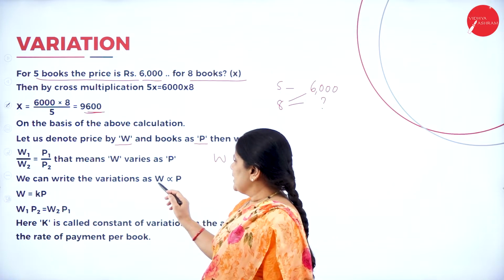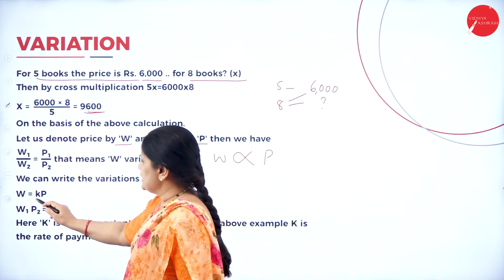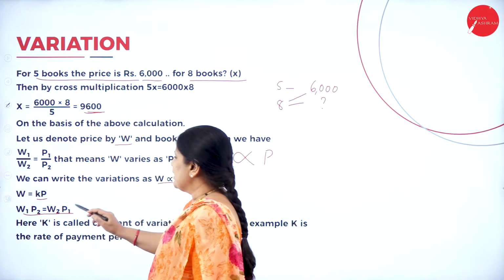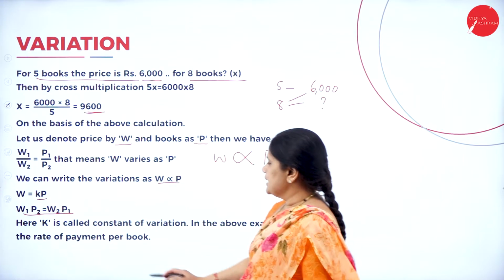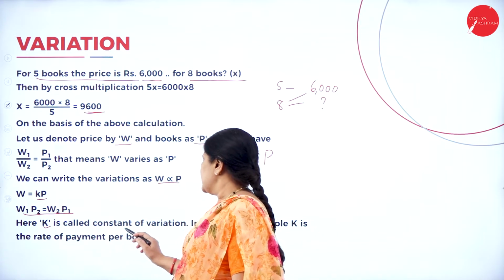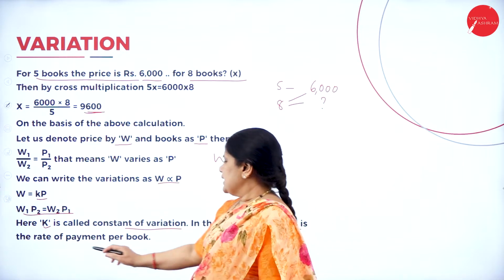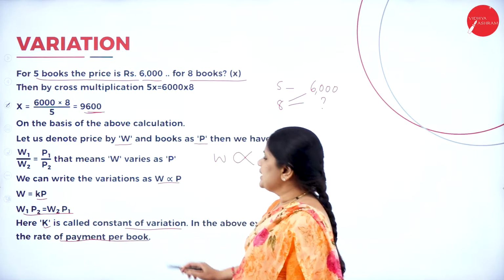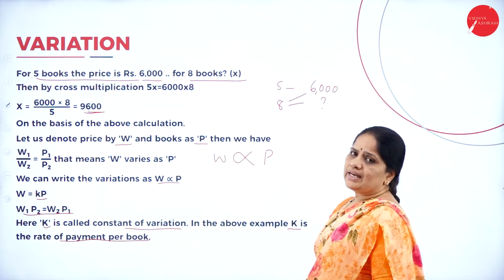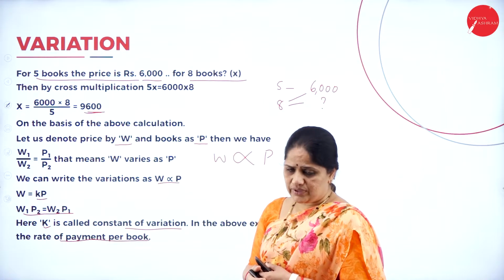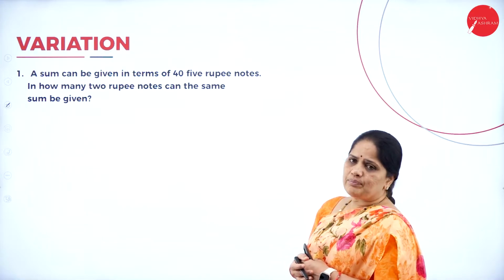We can write the variation as W varies as P, or W equals KP, or W1 P2 equals W2 P1. Here K is called the constant of variation. So in the above example, K is the rate of payment per book. So we should understand that the price varies as the quantity which is being sold or purchased. So let us do one problem here.